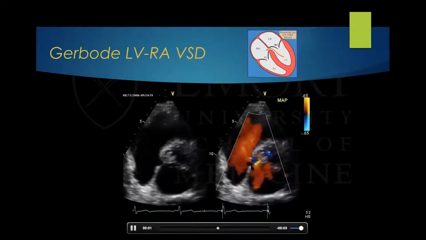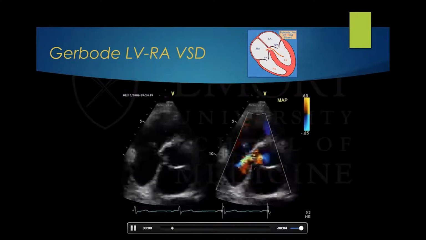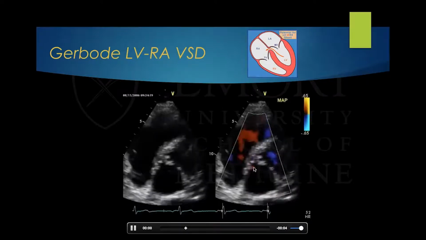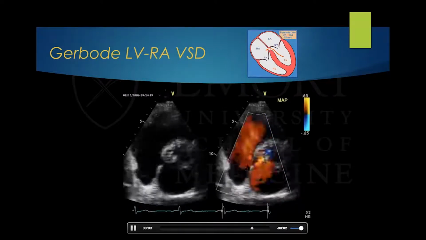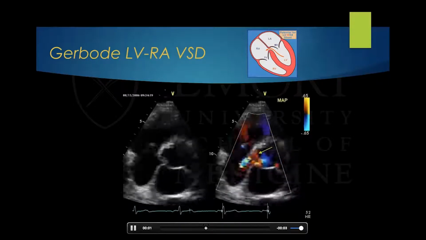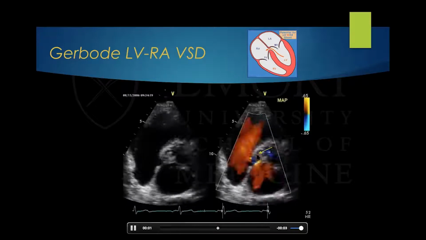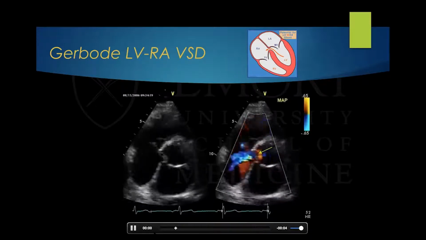This patient also has a very tiny primum ASD. That's why you see this red color between the left and the right atrium. But the defect is right in this particular region, and it's an LV to right atrial shunt.